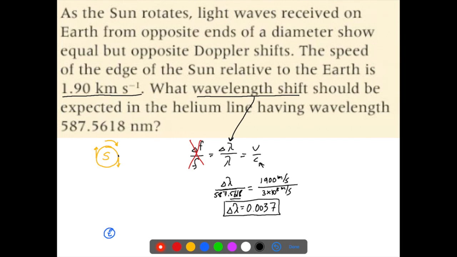Now, it doesn't seem like very much, but with sensitive instruments, we can actually measure that. And we can see the light on this side of the sun being a slightly different wavelength than the one on the other side of the sun. Okay? And obviously, you can use that to then find the frequency if you need to. All right? So, hopefully that makes sense, and you're getting an idea of how Doppler effect works.